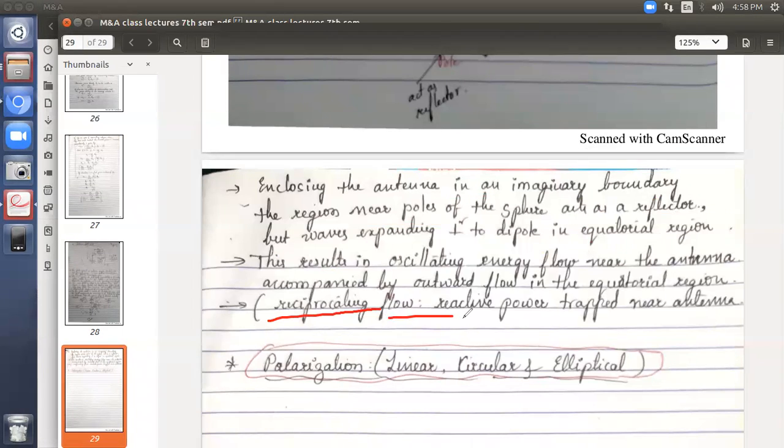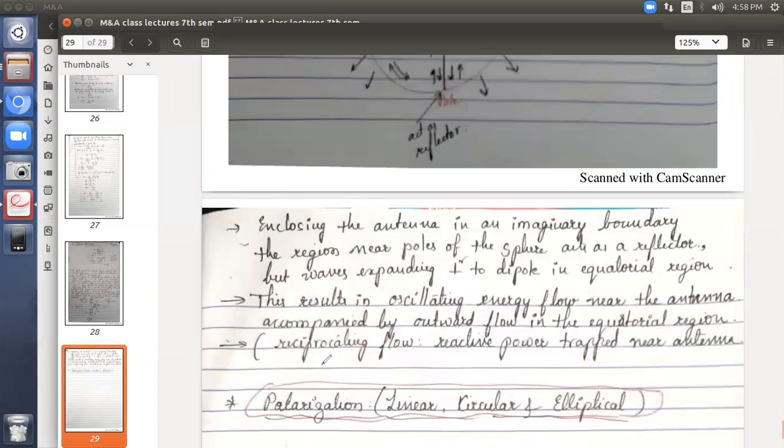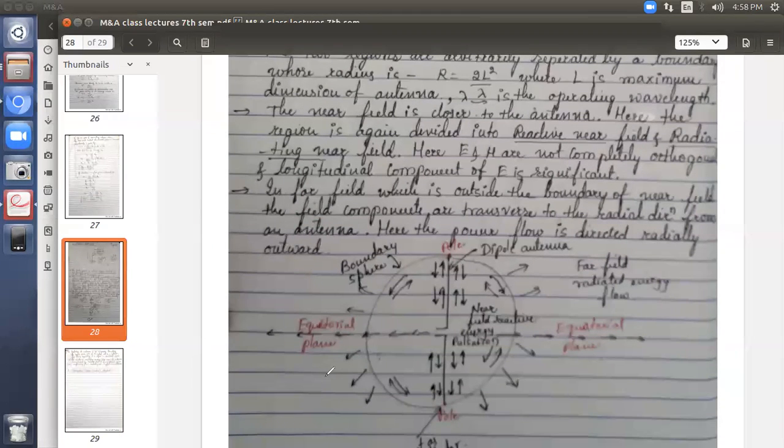This reciprocating flow, up and down direction, is reactive power trapped near the antenna, because the field region is a reactive near field zone. So this is about antenna field zones. Basically there are two zones, near field and far field. Near field again is divided into two types, reactive and radiating field. In the near field, E and H are not exactly perpendicular, but outside in the far field they are perpendicular to each other. And if you check the power flow in an imaginary sphere bounding the antenna, near the poles it acts as a reflector, and near the equatorial region there is outward flow of the energy or power.